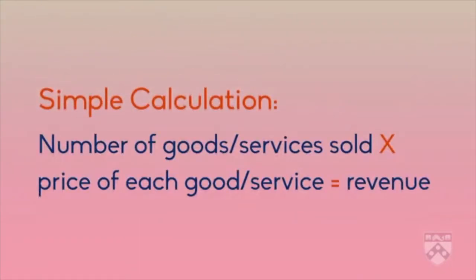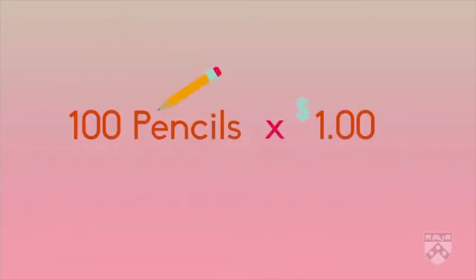It is the total number of goods and services sold multiplied by the price of each good or service. Let me repeat that. Revenue is the total number of goods or services sold multiplied by the price for each good or service. For example, if an entrepreneur sells 100 pencils for $1 each, the revenue would be $100.